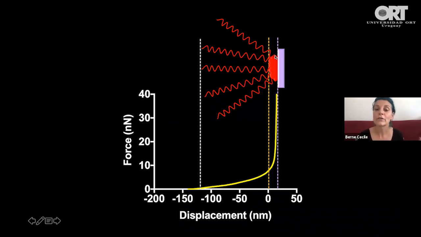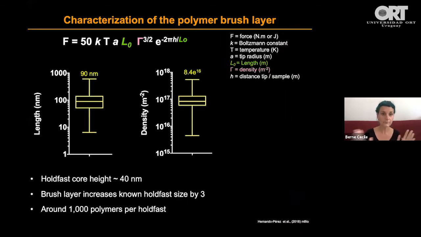So I was always thinking of my Holdfast as this little cloud of 20, 40 nanometers, but it's actually a cloud with polymers. And those polymers are what the tip senses before the real point of contact. So I was extremely excited. Then, thanks to this equation again, we can extract 2 things that are relevant for a biologist: the length of the polymer brush and the density.